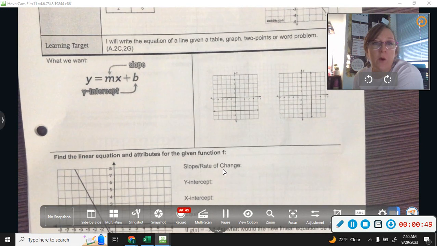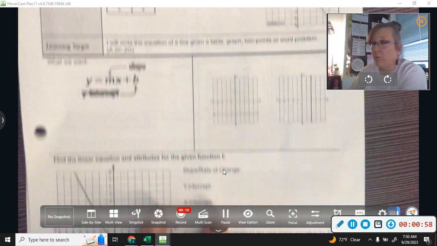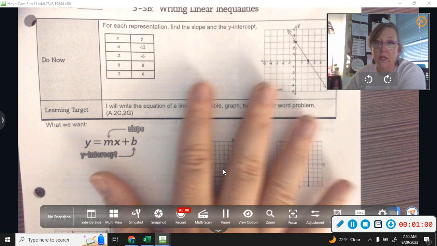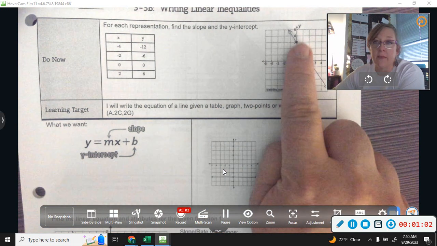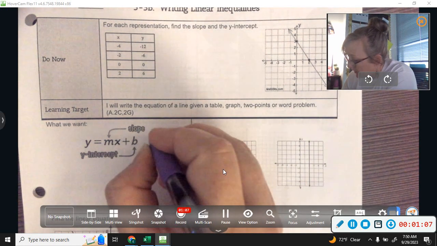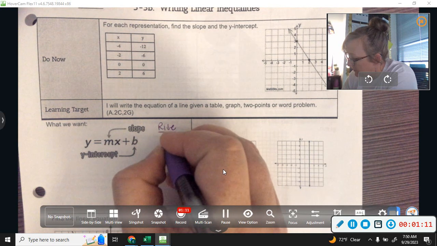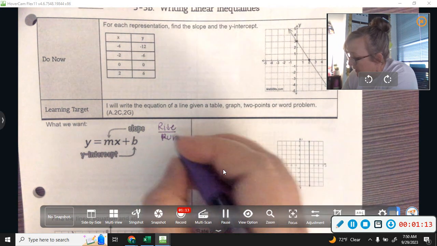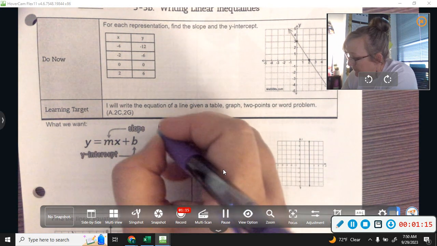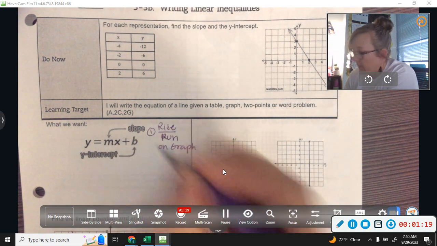Okay, so to get into the lesson, what we want to be able to do is find the slope and the y-intercept. So when you did it up here from a graph, you can look at the slope as rise over run. That's one of the ways that we have done slope, and that is from a graph.